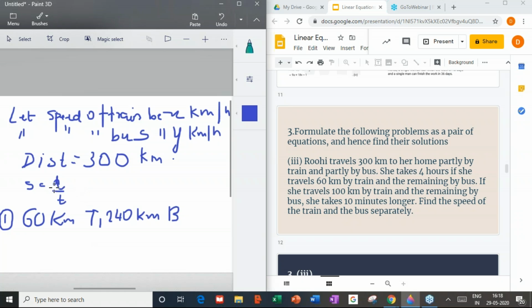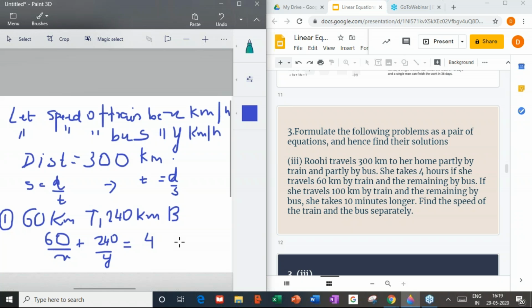So we don't know the speeds, we know the time which is given, right? So we'll rearrange this equation as time is equal to distance by speed, right? Because one fixed value of time is given, so we can use this format. Okay, so now what will it be? 60 by x, the distance by the speed of the train, plus 240 by y, the speed of the bus, and what is the time given she takes?